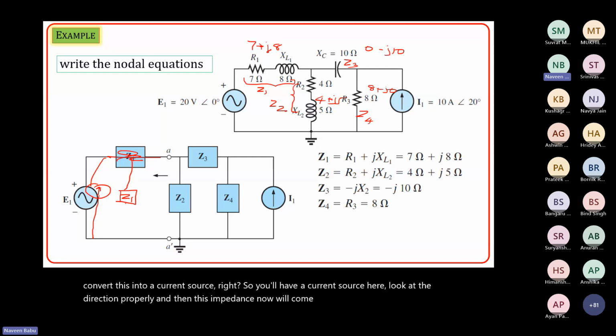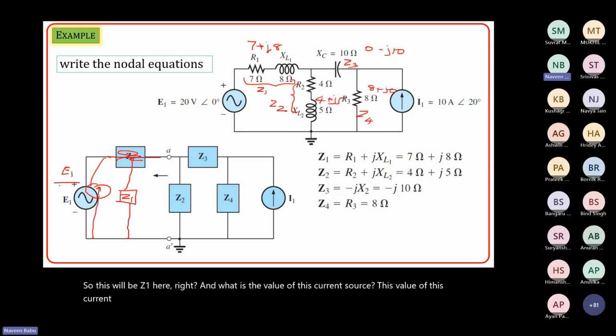So this will be Z1 here. And what is the value of this current source? The value of this current source will be E1 by Z1. So now you can start writing the nodal equation. This is node A and this is node B. And now you can write the equation.